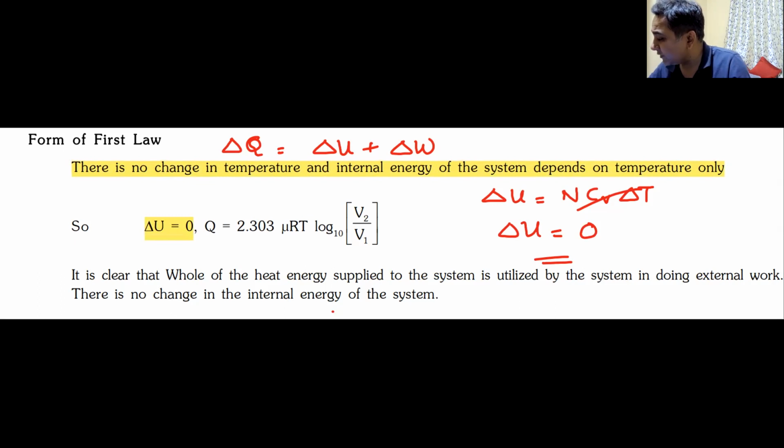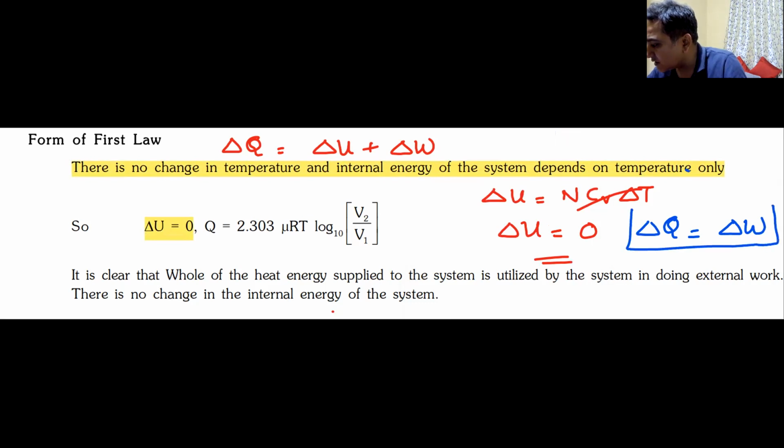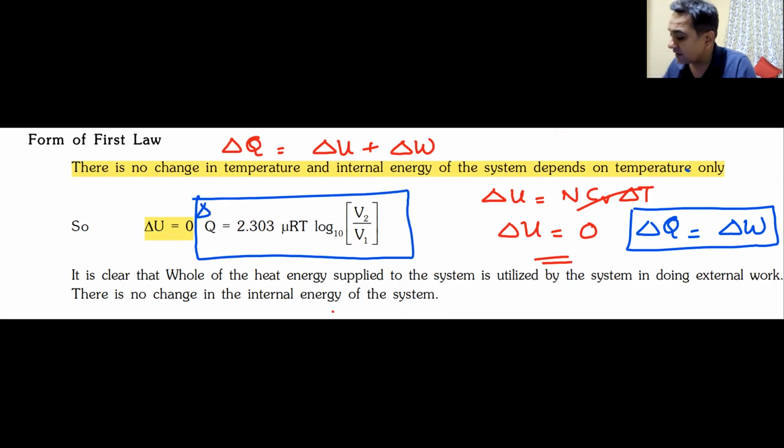If delta U is zero, my dear friends, then delta Q becomes equal to delta W. Do we understand this? If we understand this, then we get this formula. Delta Q is equal to delta W, which is equal to all those different ways in which you have written the work done. Everything on this sheet you will write. It is clear that in this process the entire heat is utilized in doing work and there is no change in internal energy. You give heat to the gas or the system in this process, temperature does not change, internal energy does not change. Whatever heat is given, it is utilized in doing work.